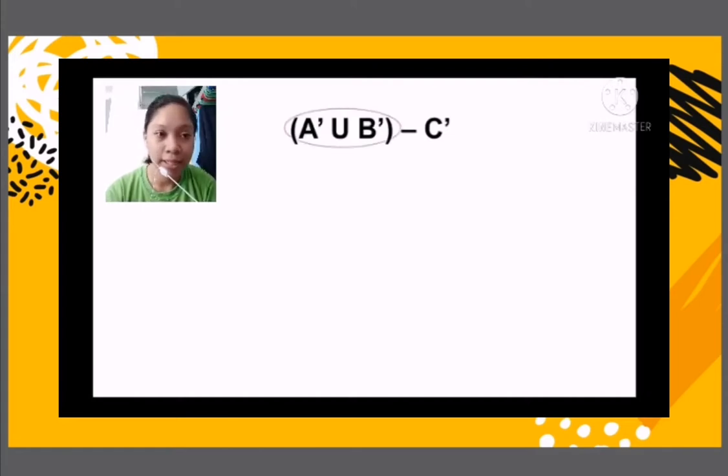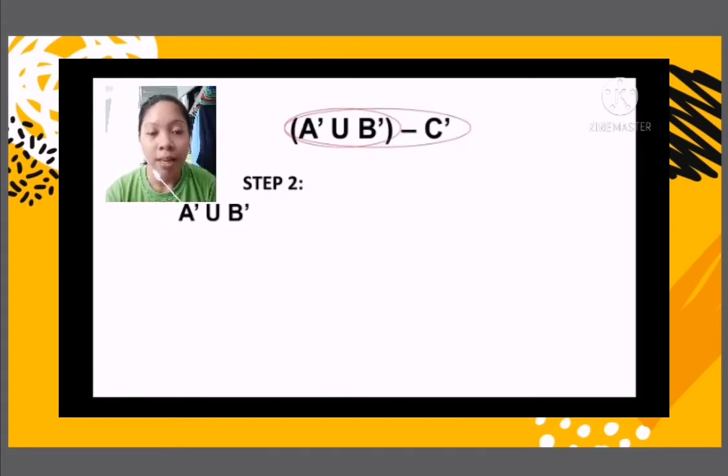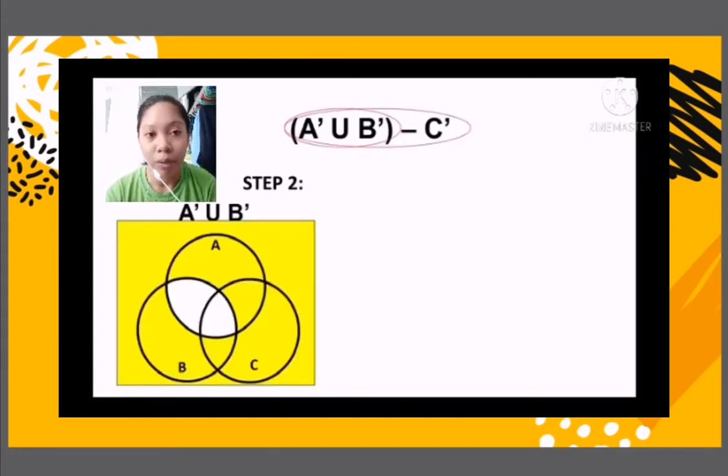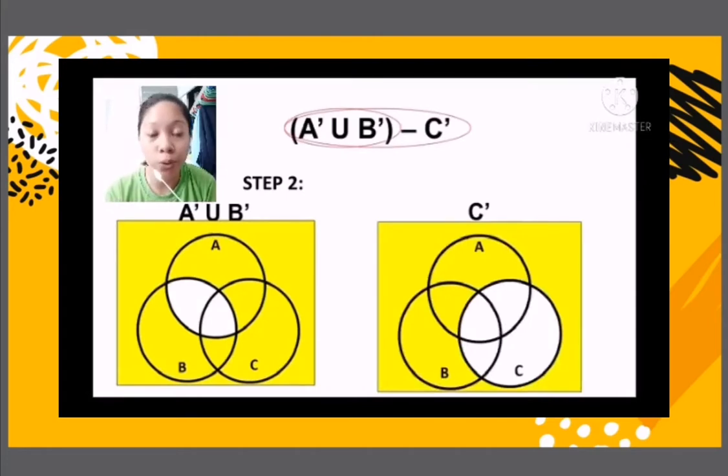Now, for the next step, we will copy the answer of the first step, which is the A complement union B complement. Then illustrate the C complement. We can observe that almost all parts of it were also shaded except for C complement, I mean the C circle, because it is C complement. This also means, again, all elements that are in the universal set but not in C.